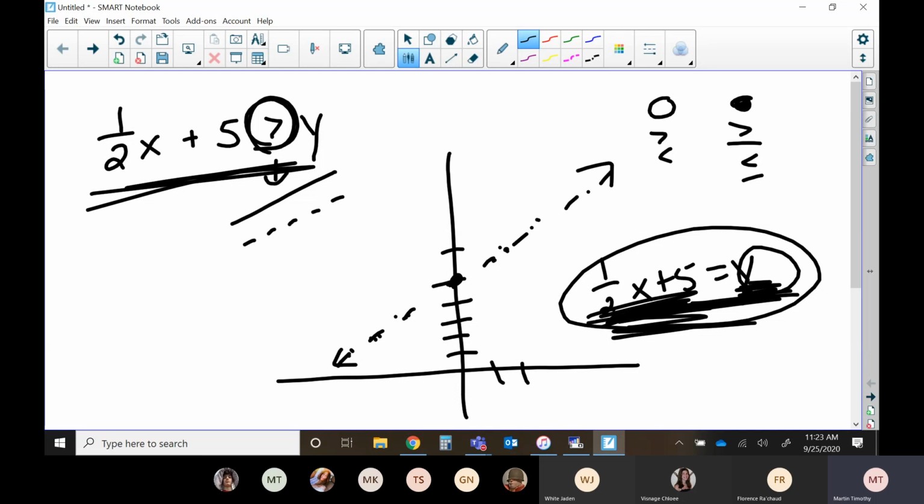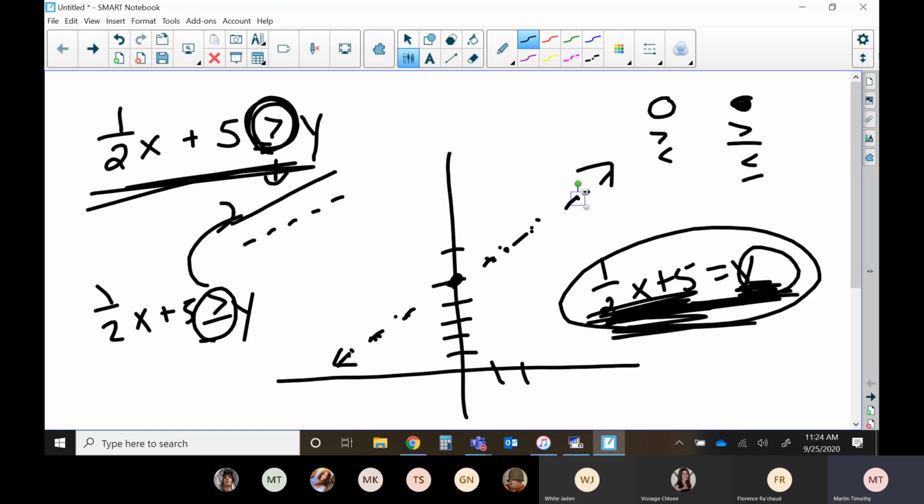So how do I tell? Remember, my graph is a visual representation of all the answers. So how do I tell the person, hey, in this one, the line is good. In this one, the line is bad. The way I tell them is I use a solid line to tell them the stuff on the line, they're good. And I use a dashed one to tell them they're not good. Do you see why we use a dash versus a solid line?